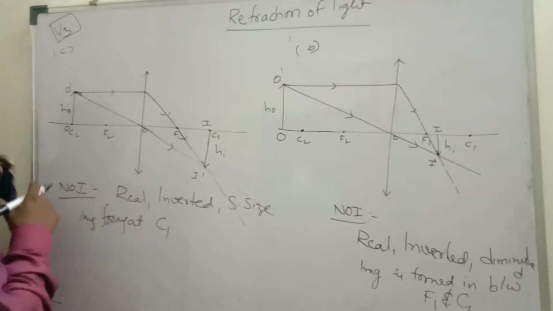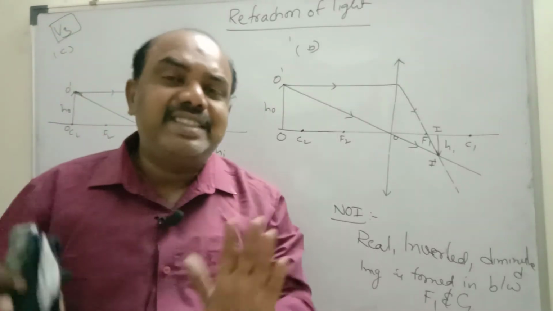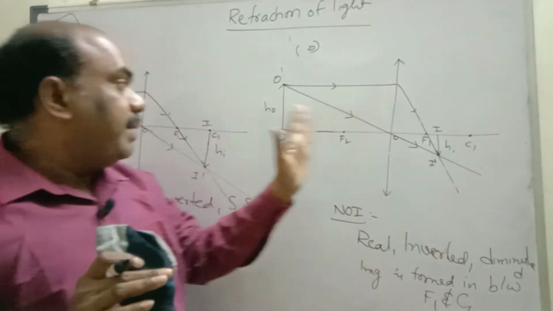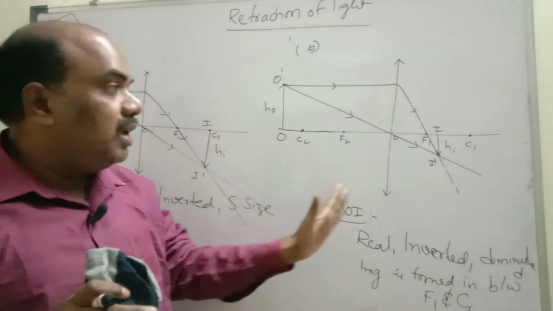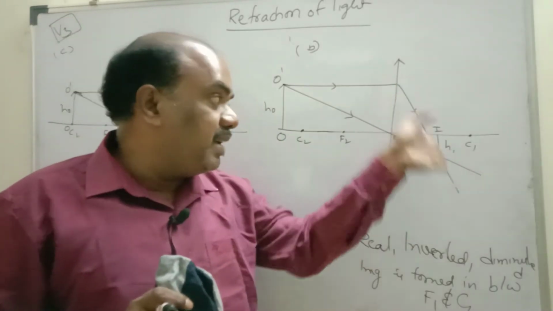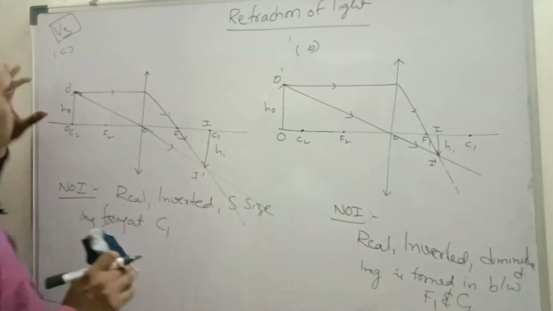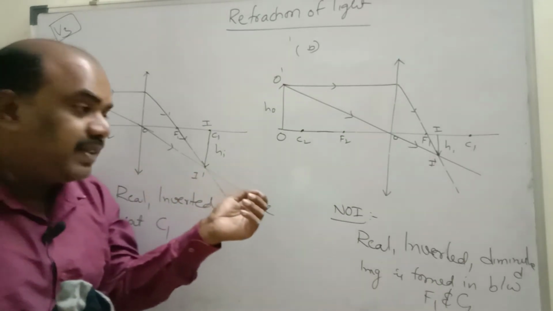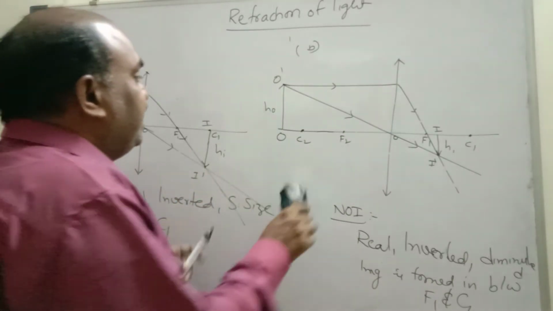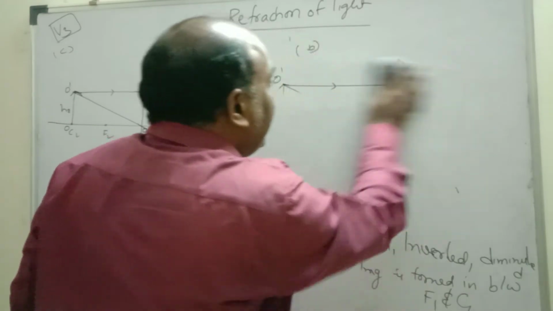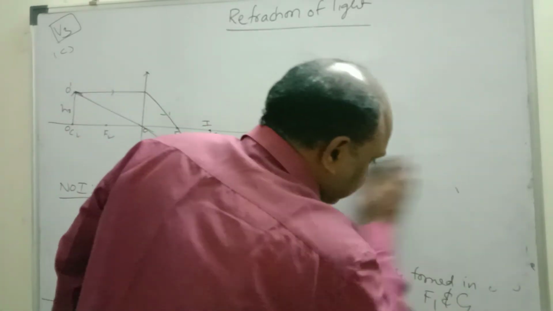Understand, children? First we placed the object at infinity. We got a point size image at the principal focus. The object is placed beyond C, the image is formed in between F and C. Nature of image real, inverted, diminished. The object is placed at C2, we got a real, inverted, same size image. Now case D. Now tell me, children, where am I going to place the object?